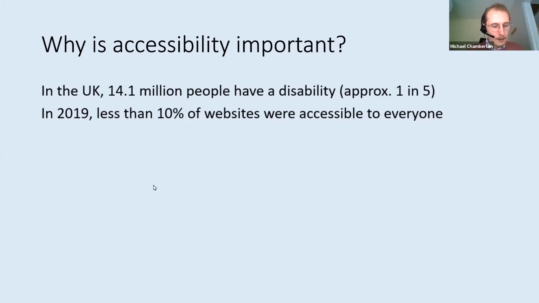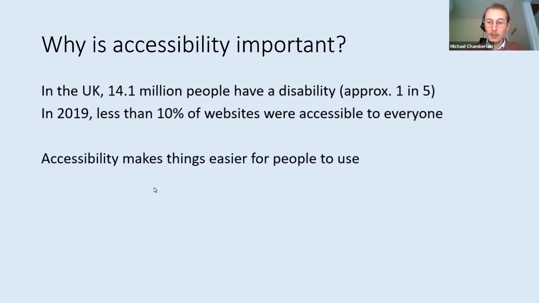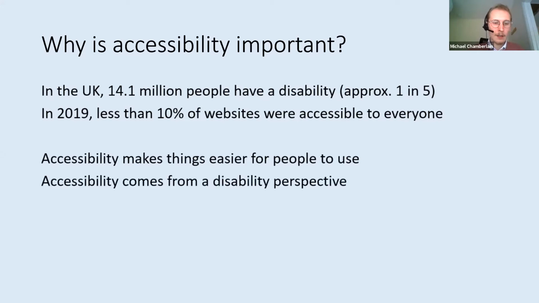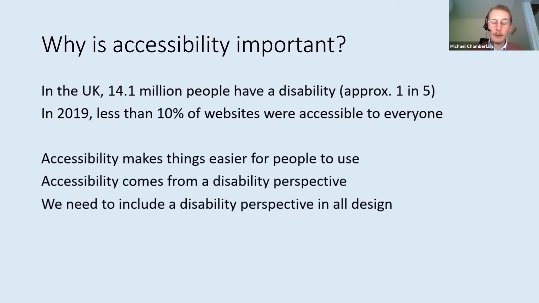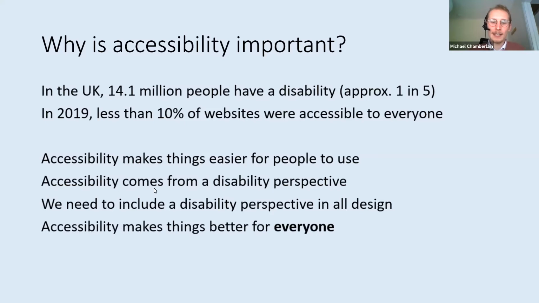So, a very quick recap, and you'll find I do this a lot, just as we go through, just to sum up the last points that I've made. Accessibility is making things easier for people to use. Most of it's coming from a disability perspective. If we include that perspective in our designs, then we're going well towards the accessibility side of things from the offset, and that's really good. And accessibility makes things better for everyone. So if we're not thinking about accessibility, we might well be hindering ourselves as well.